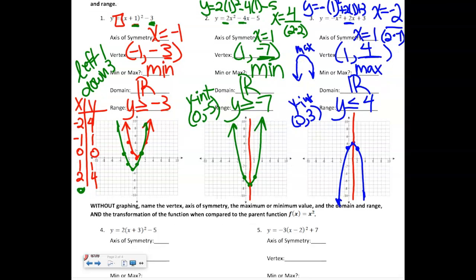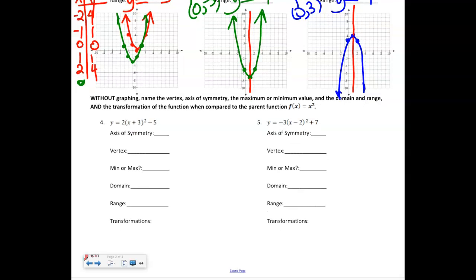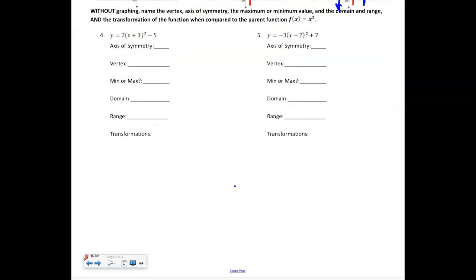All right, the next thing you're going to do on your test is you're going to look at these vertex forms, and you're going to do this without making a table and without making a graph. Okay, so we're going to answer all these questions, but luckily we already did this on number 1. So reminder, your axis of symmetry comes from this number with the x, but you flip the sign. So I'm going to say x equals -3. You bring that down for your vertex.